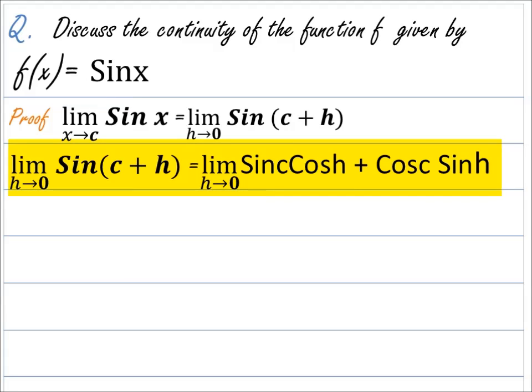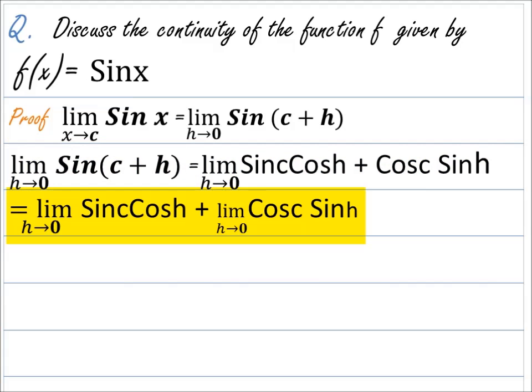And in the previous classes you have already learned that the limit of the sum of two functions is equal to the sum of the limits of these individual functions. So that means this limit can also be written as the limit as h approaches 0 of sin c cos h plus the limit as h approaches 0 of cos c sin h. And now in the limit as h approaches 0, in sin c cos h, cos 0 is equal to 1. So when h approaches 0, then cos h will be equal to 1.